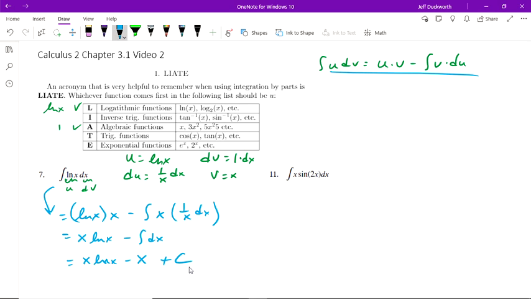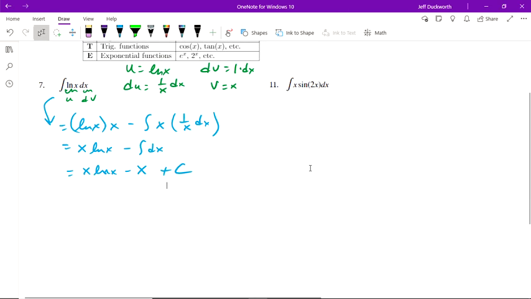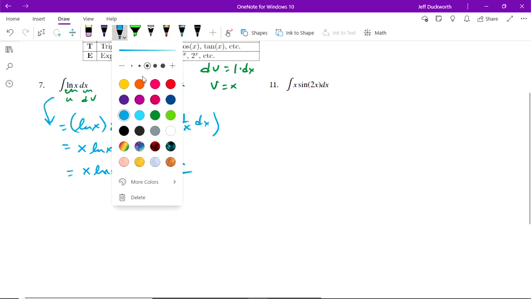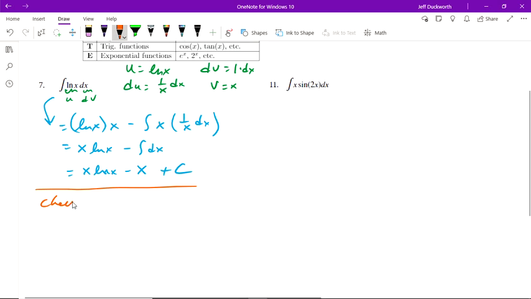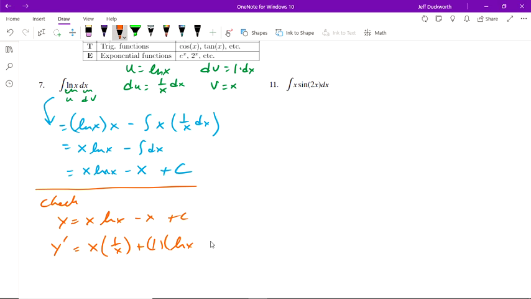Now let's quickly do a check on this. Let's scroll down a little bit. If I took the derivative, say if I had y equaling x ln of x minus x plus c, y prime would be a product rule. So the first times the derivative of the second plus the second times the derivative of the first. So that's 1 times ln of x, this is our product rule for the first bit. And then minus the derivative of x, which is just 1, and then plus 0, which is the derivative of c.